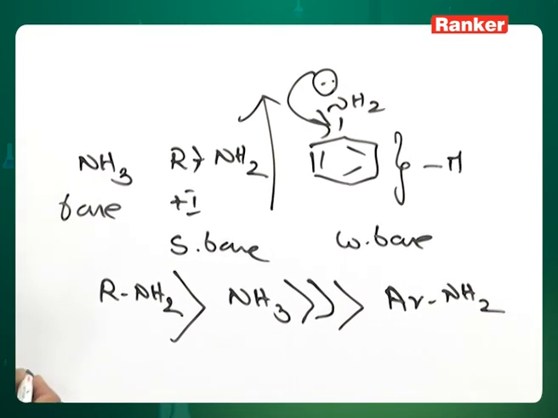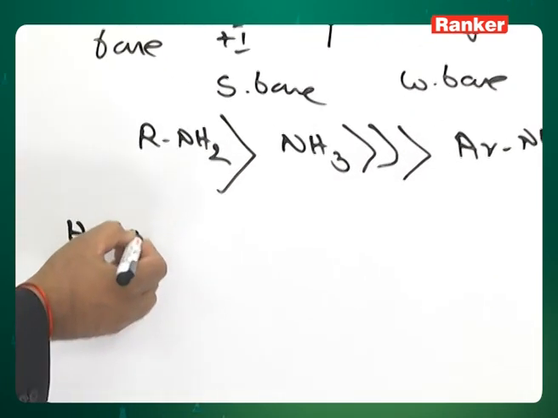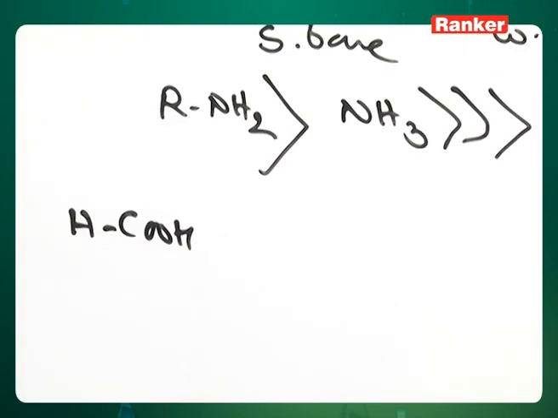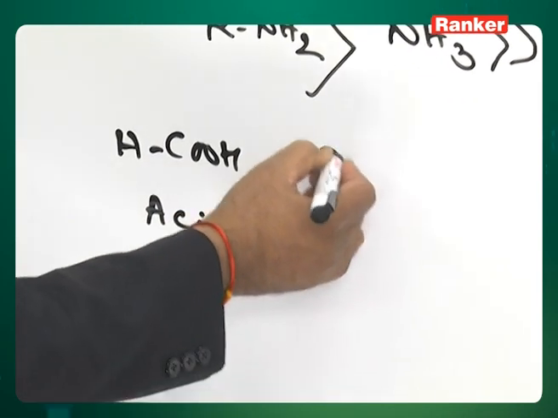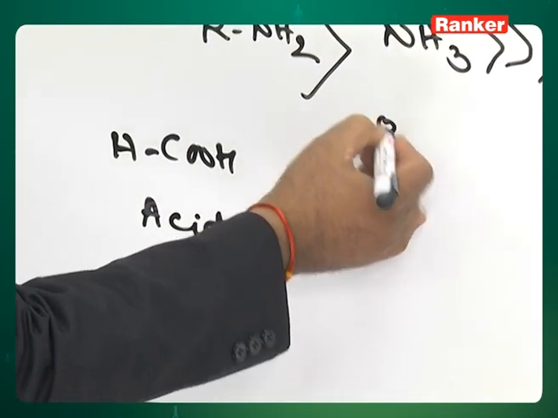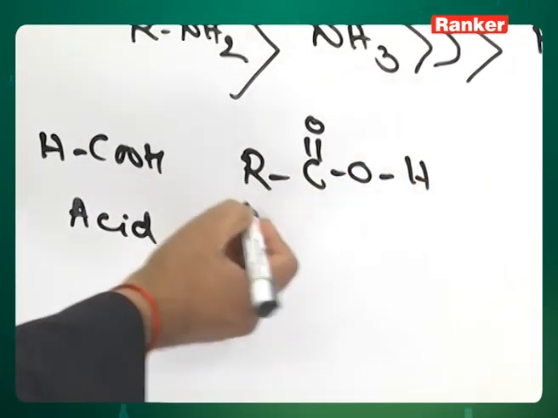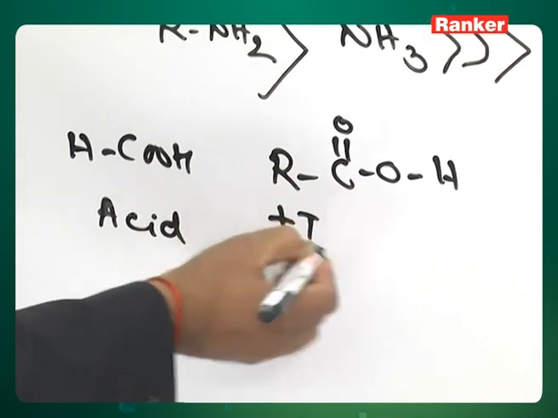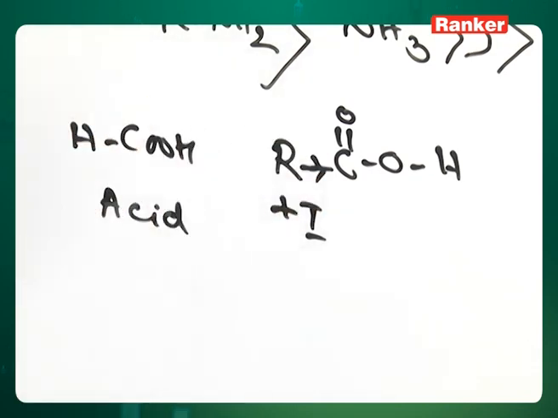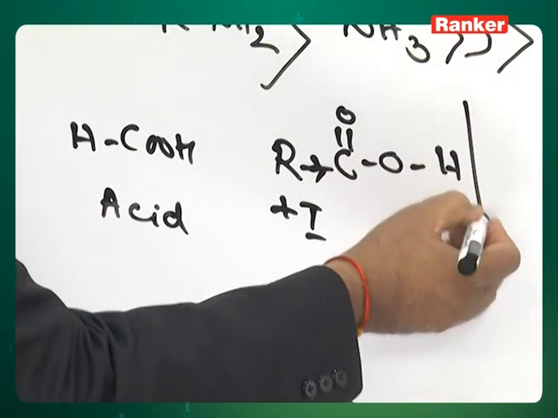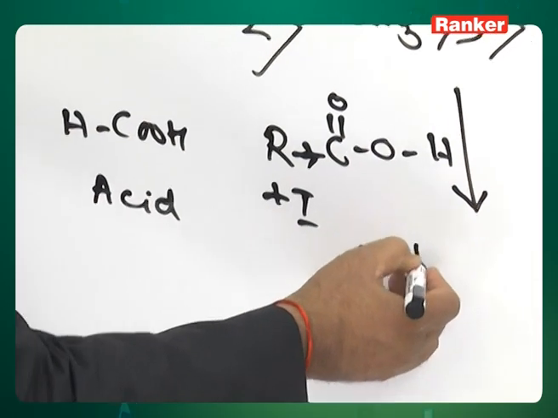Now, the same thing in formic acid. Formic acid is an acid. If I have an alkyl group attached to the formic acid, what is the influence? It is the plus inductive effect. It is influencing by plus inductive effect, therefore it is decreasing the acidity. So it is a weak acid.